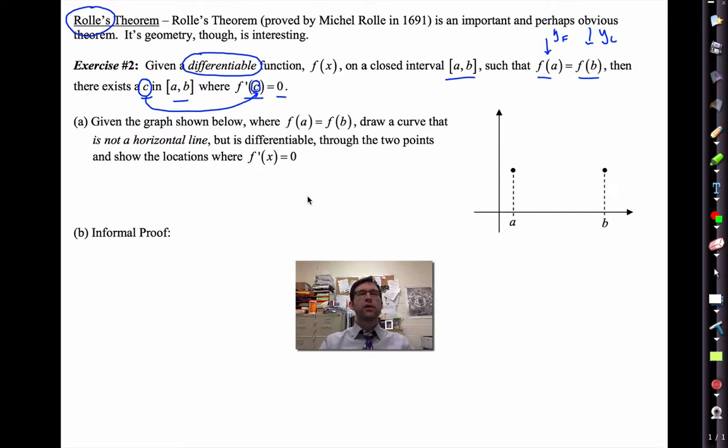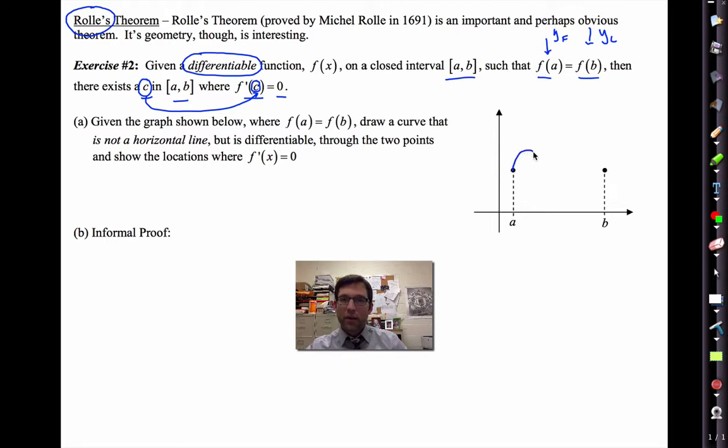All right. Now letter A says, given the graph shown below, where f of a equals f of b, draw a curve that is not a horizontal line, but is differentiable through the 2 points and show the locations where f prime of x is equal to 0. I'd like you to pause the video and do this right now. Draw any curve you want, make sure it's a function, all right, and don't make it a horizontal line. But besides that, draw a differentiable curve between point A and point B. Now, everybody doing this video should have done a different curve, although very likely many of them are similar.